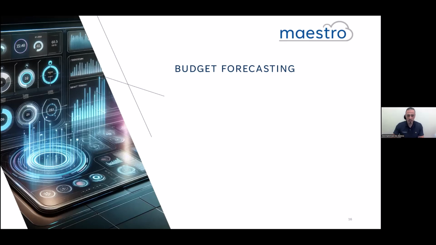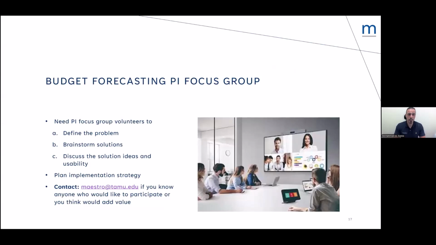So we met in the CPI meeting to ask for volunteers to create a PI focus group, and we're looking for more volunteers if anybody would like to volunteer for defining what the problem is at the moment. We're looking for 2 to 3 meetings in May and June to define the problem, brainstorm some solution ideas, and discuss what would be most usable for the PIs to build this tool and what kind of components we would like to have in it to better forecast budget.